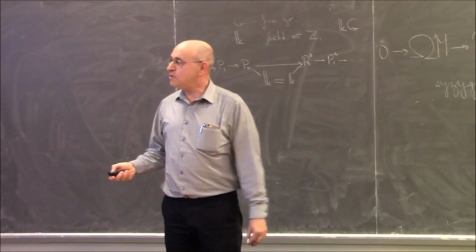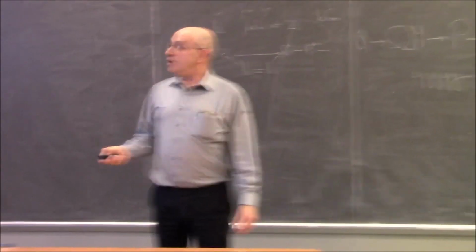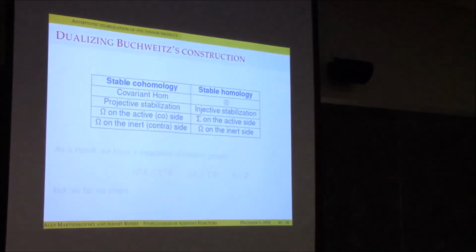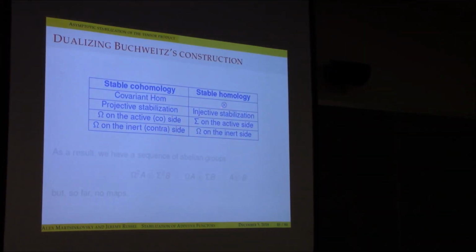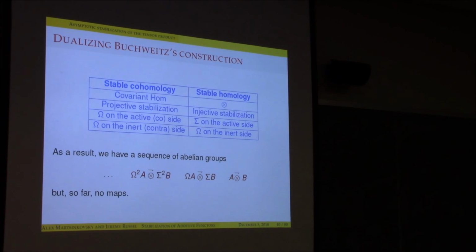Okay, and now very quickly. So how do you go from stable cohomology to stable homology? You replace Hom with the tensor product. Projective stabilization should be replaced with injective stabilization. Omega will be replaced with sigma. This way, you know what you're looking at. You need to have a sequence with these terms. Sigma stands for cosyzygy in an injective resolution.